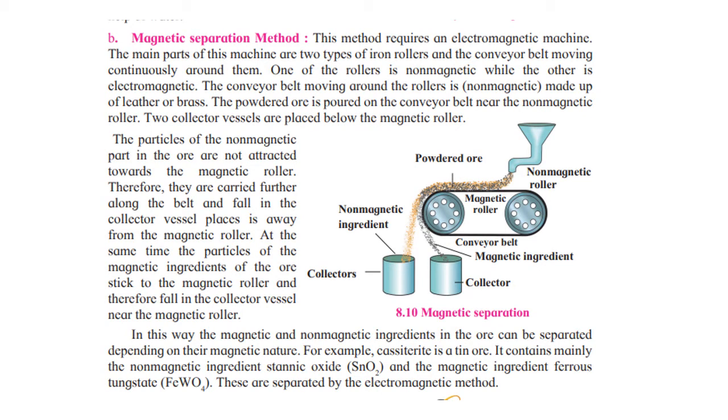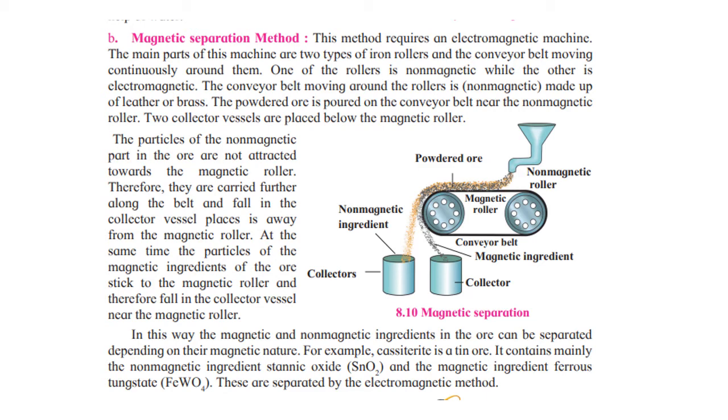The next one, magnetic separation method. So the first one was the method based on gravity. Under that there were two parts. Second one is the magnetic separation method. This method requires an electromagnetic machine. The main parts of this machine are two types of iron rollers.